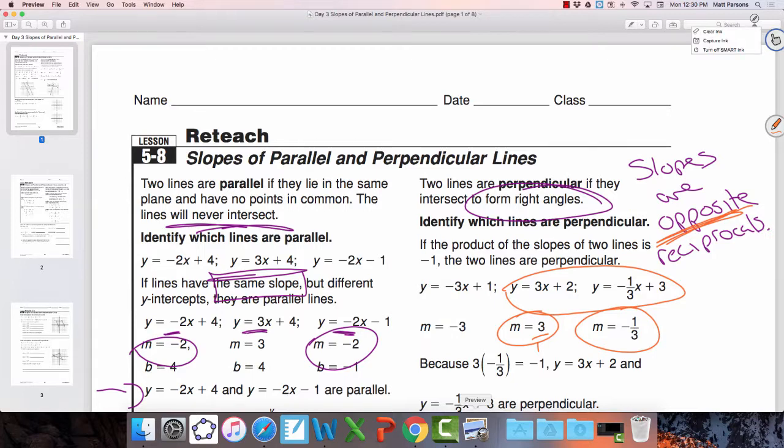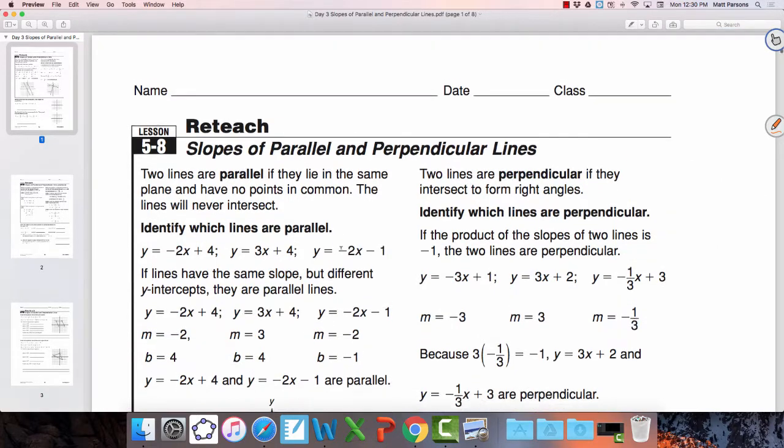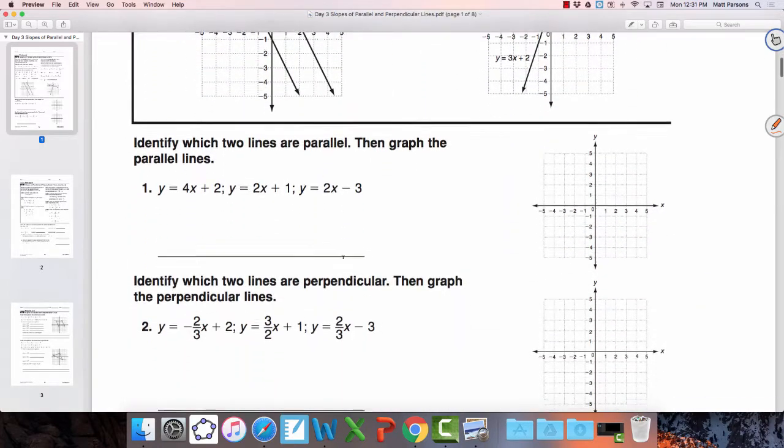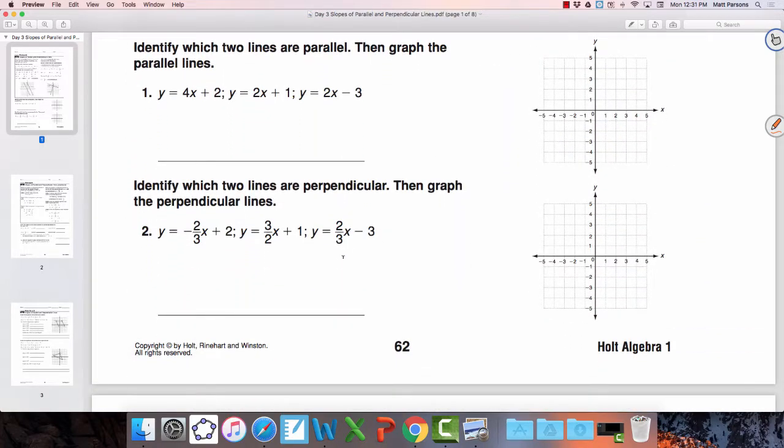Let's go to some practice problems. In these first 2 problems, we have to decide which one is parallel and which one is perpendicular. I'm going to start by graphing. These are in y equals mx plus b form. My m here is 4, my b here is 2. So this is going to be my orange line. I'm going to start at 2, and then use my slope to go up 4 over 1. I'm slightly off the graph there, and I can draw my line like that.